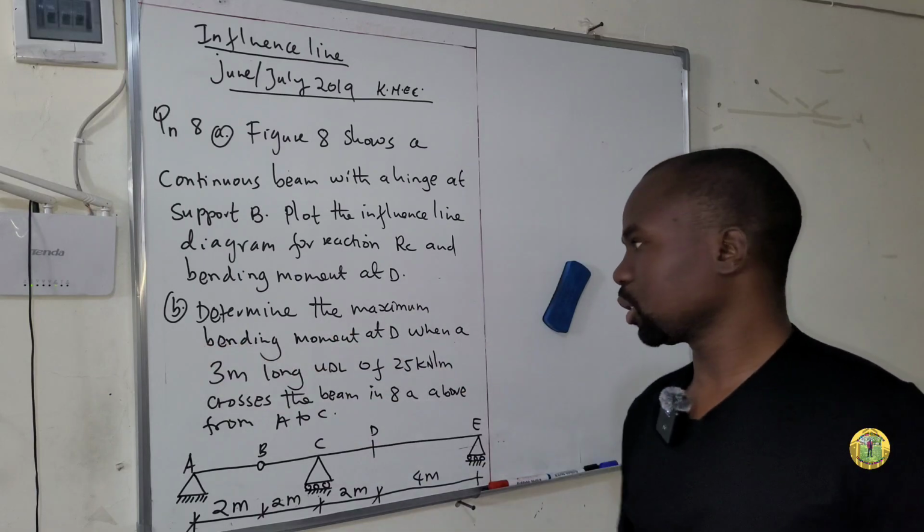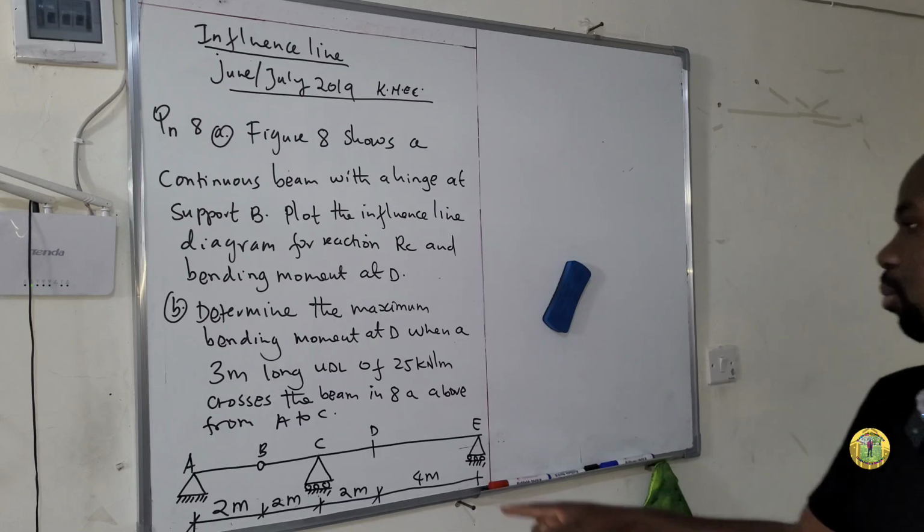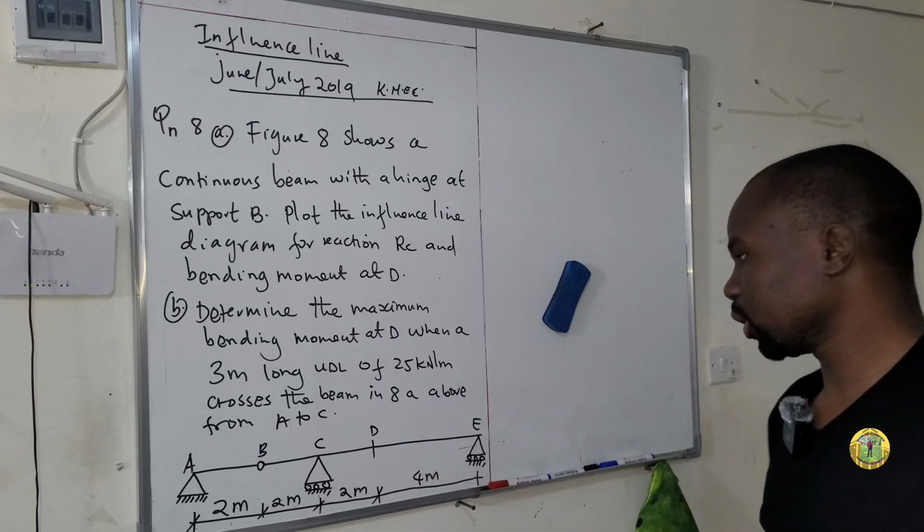Then part B: determine the maximum bending moment at D when a 3-meter long UDL of 25 kilonewton per meter crosses the beam in 8 above from A to C.